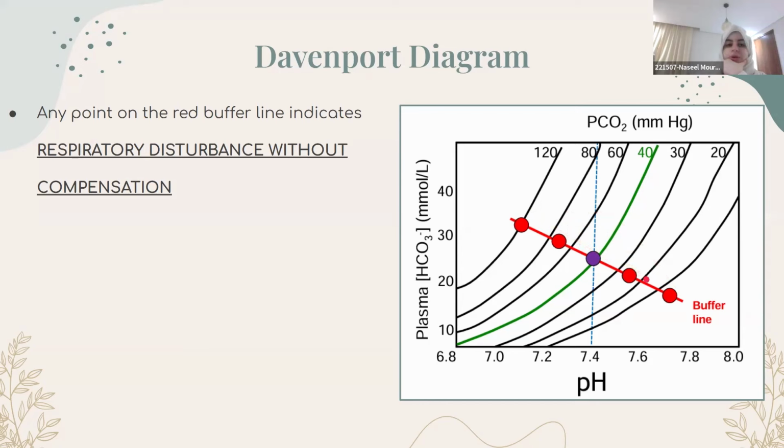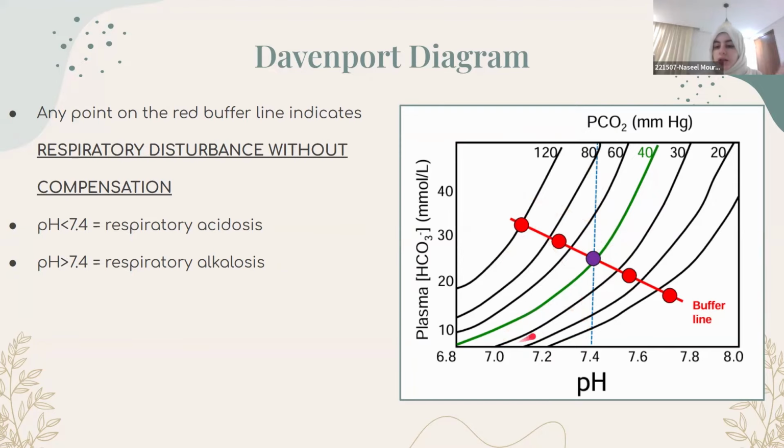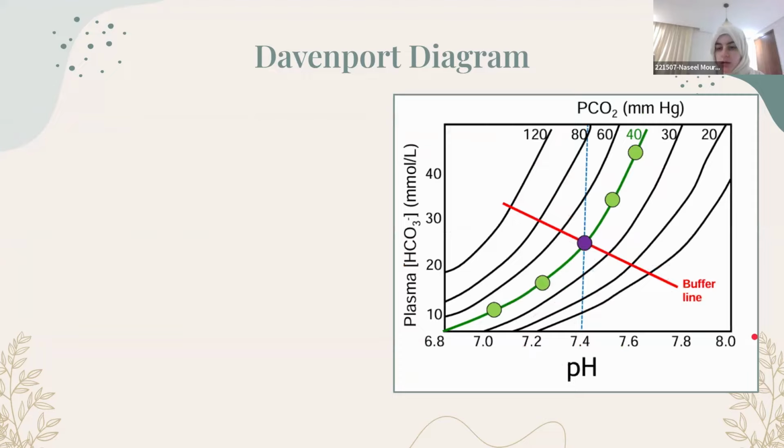Okay? Now, how do you know if it's acidosis or alkalosis? You check this line and you see which side you're on. If you're on the left side with a low pH, it's acidosis. On the right side with high pH, it's alkalosis. Okay, same thing over here. You're having the change along the same isobar of 40.